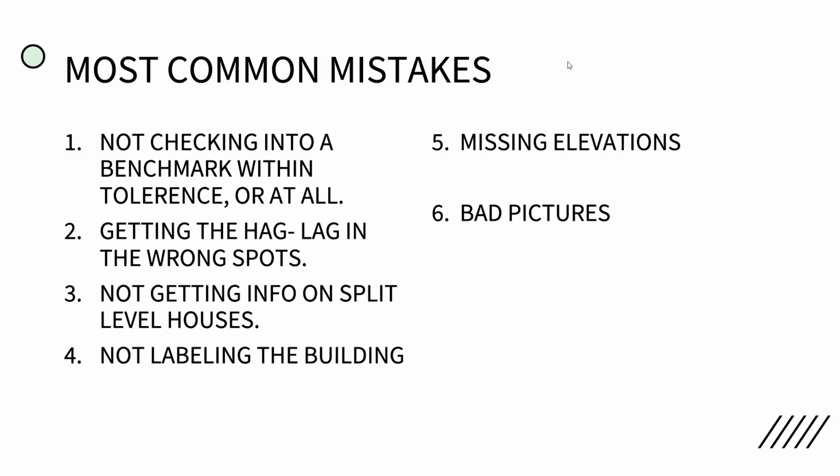The most common mistakes I see are not checking into a benchmark within your tolerance or not checking into a benchmark at all, getting the HAG and LAG in the wrong spots, not getting info on split level houses, not labeling the building, missing elevations, and bad pictures. So we're going to specifically go over these mistakes and hopefully this will help.